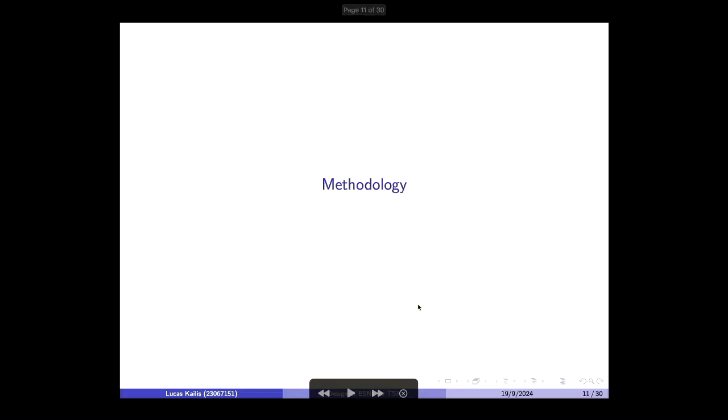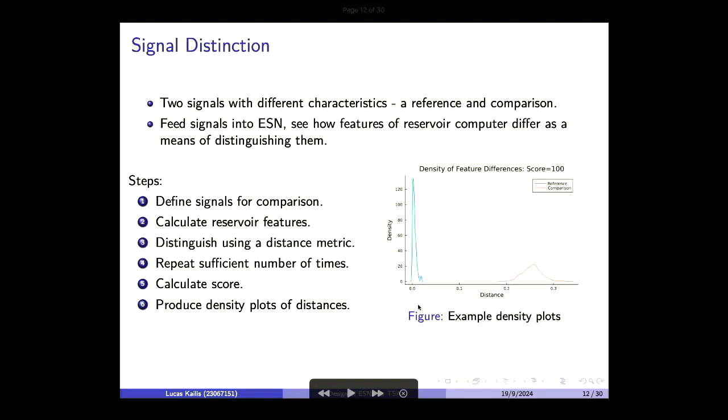So how we do this, we take the task of signal distinction. You have 3 different input signals: a base signal, a reference signal, and a comparison signal. The reference signal and the base signal are the same, and the comparison signal is different. You drive the reservoir with these 3 signals, and you calculate features based on the characteristics of the node and the reservoir itself.